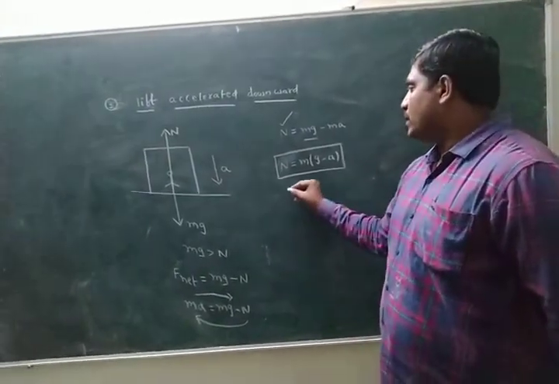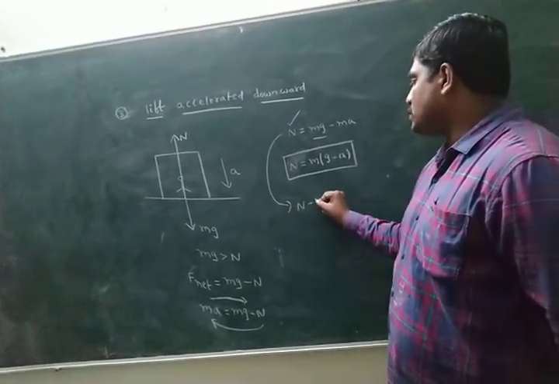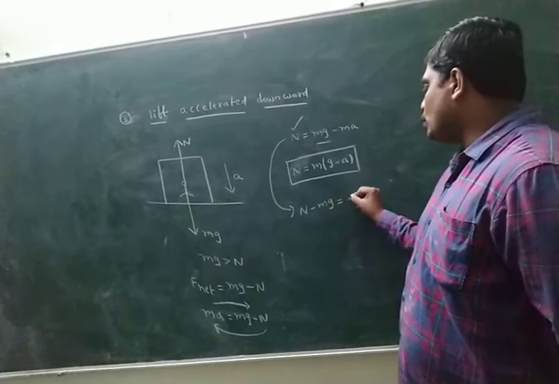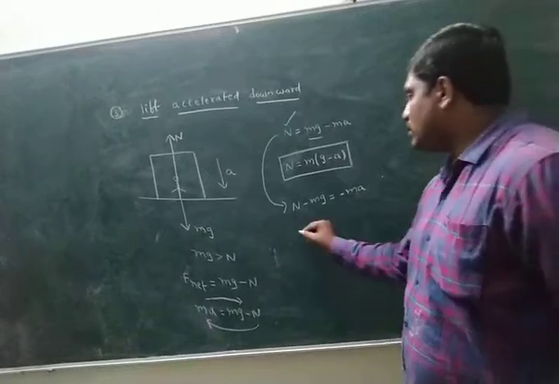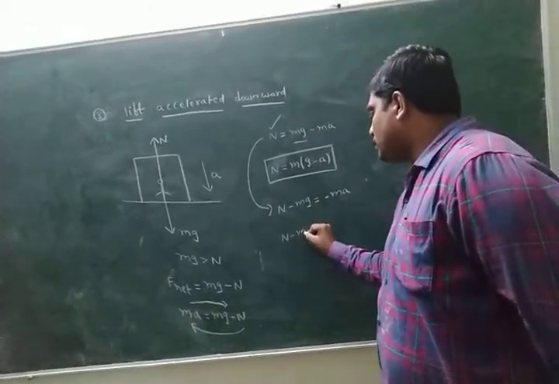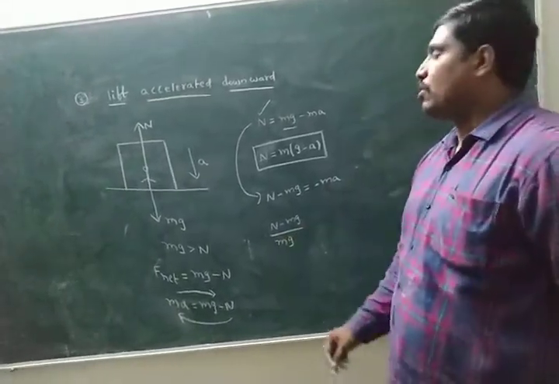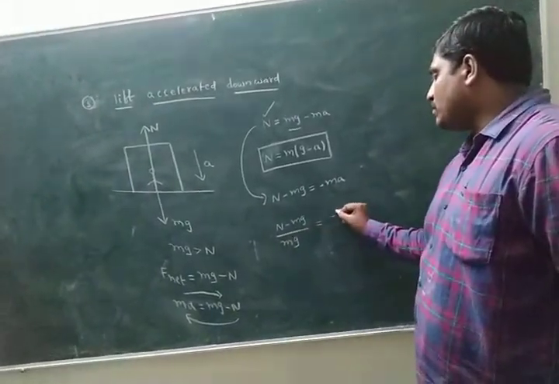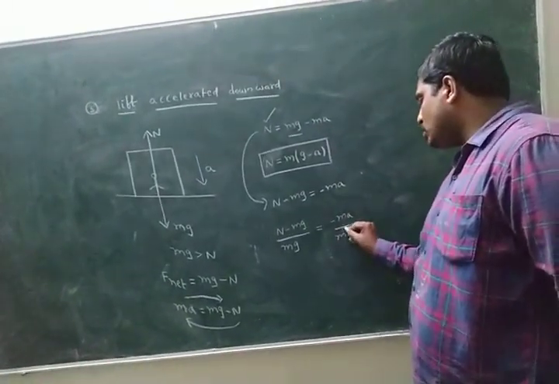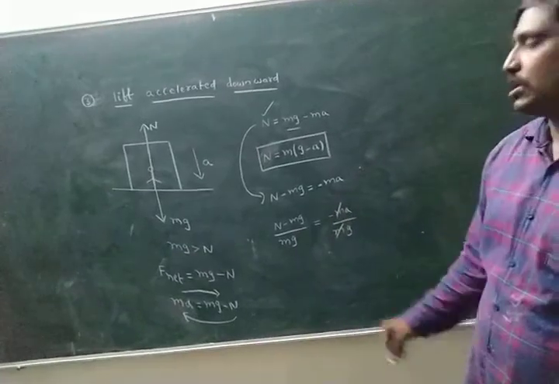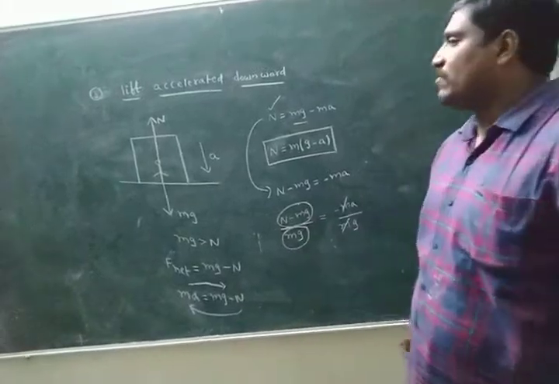Next, from here take this step. Here N minus mg equal to minus ma. This is called change in weight. Next step, write change in weight by initial weight, that is the actual weight. N minus mg value is minus ma. This is mg, cancel. Here, change in weight by actual weight.